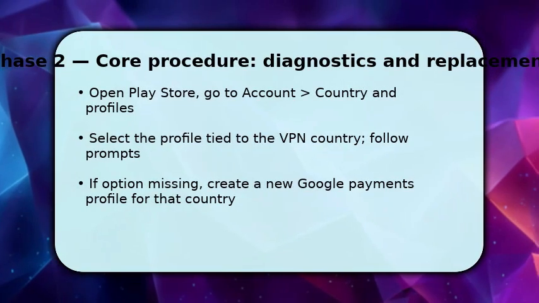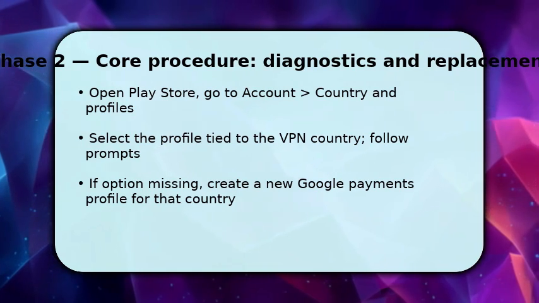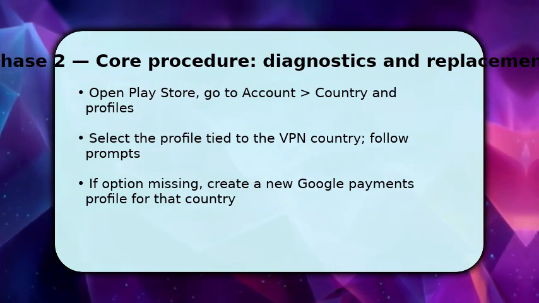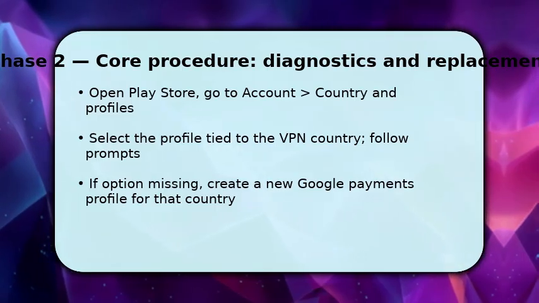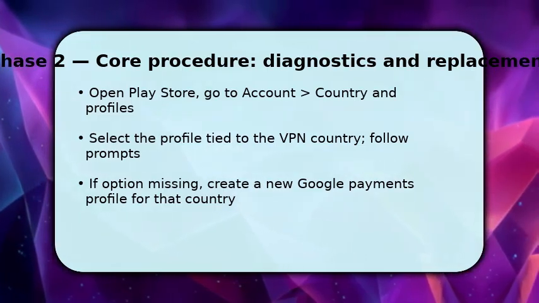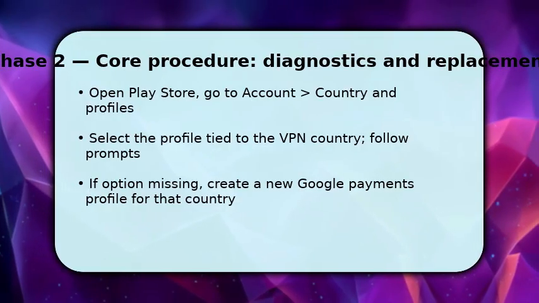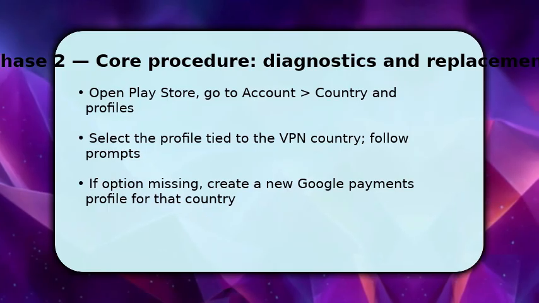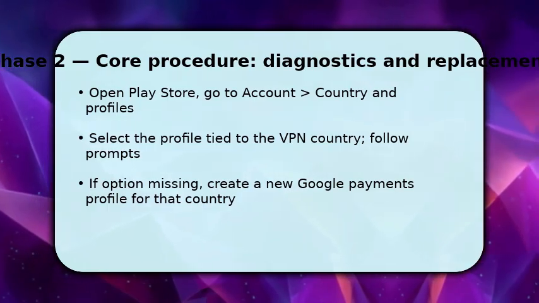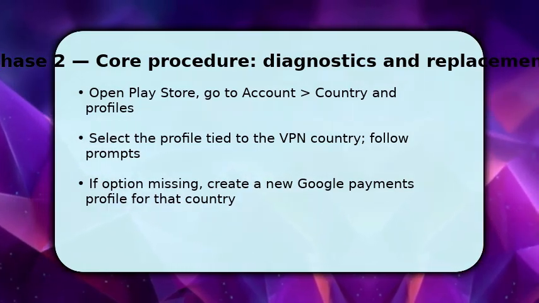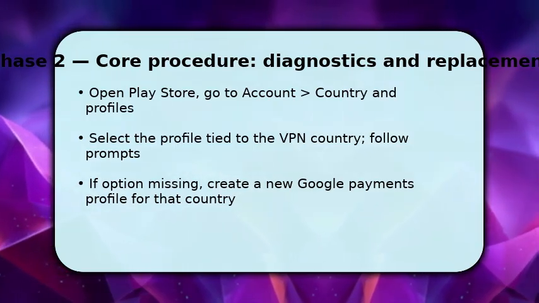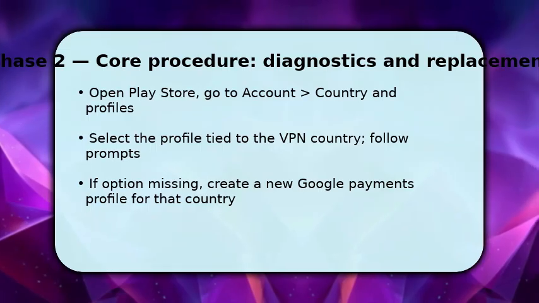You'll continue by switching the Play Store profile to match the VPN country. Open Play Store, tap Account, and look for Country and Profiles. Pick the profile for the VPN country. If it's not visible, create a new Google Payments profile with that country chosen. Use an address there. Once selected, wait. Play Store may refresh and show different apps. If Play Store prompts for payment info, you can skip or add a local payment method. This cements the region change.